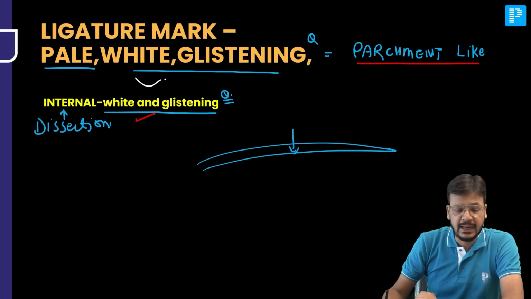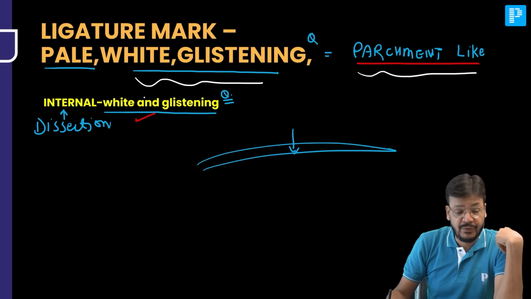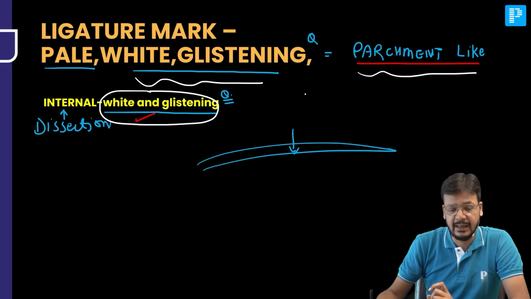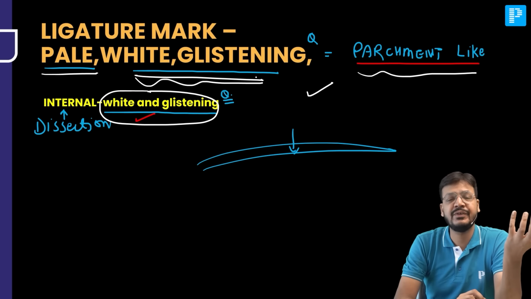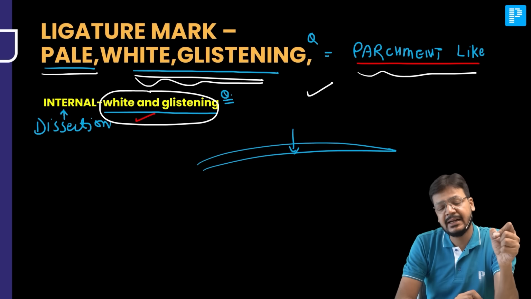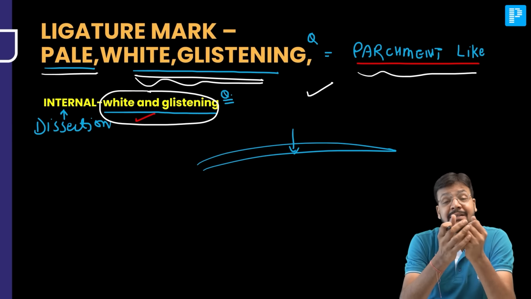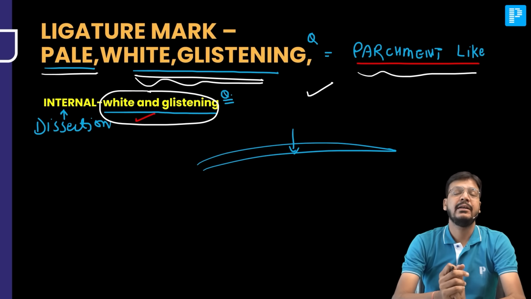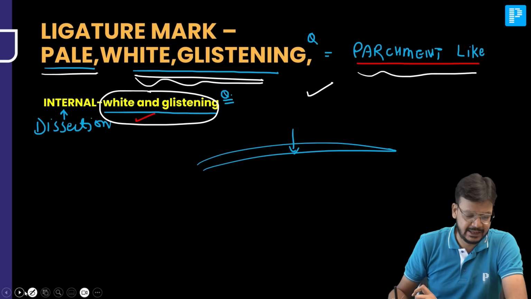As I told you, in hanging, we have a parchment-like mark. When we dissect the mark, we get the white and glistening area. So this is a parchment-like mark, a pale white and glistening mark, and after dissection, we get the pale and glistening area. That is a very, very important finding of hanging. The postmortem finding of hanging. So how do we decide it is hanging? It's a pale, white, glistening, parchment-like mark, and after dissection, we get a pale and glistening area.